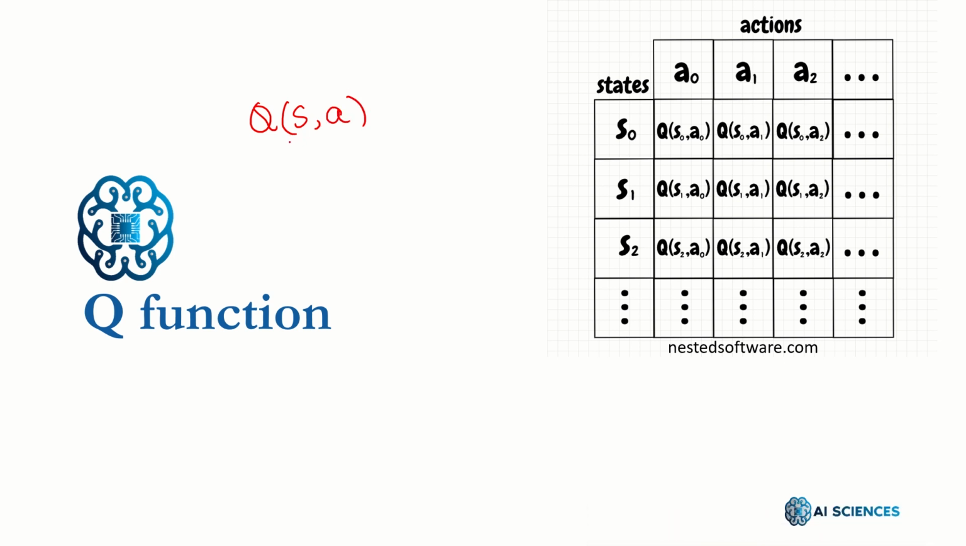So consider an environment in which an agent is interacting. The environment has some set of states, let's say S0, S1, S2, and so on. And the agent can perform a set of actions, let's say A0, A1, A2, and so on.